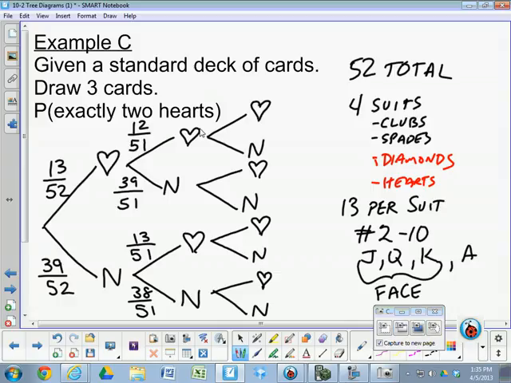So now we need to figure out the fractions that represent each branch in these 8 paths. So we have to consider that we got a card and it was a heart. We got another card and it was a heart. So how many remain to get a third? 11 out of how many cards remain?